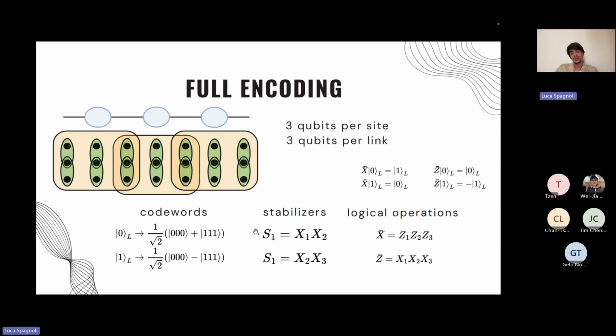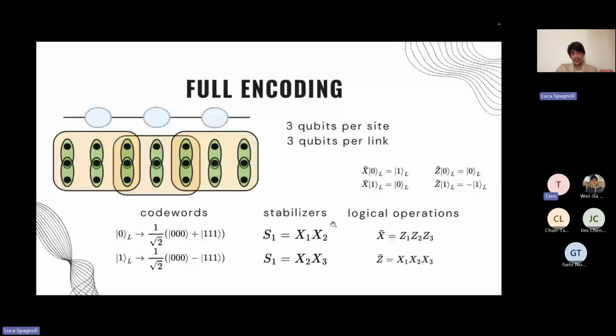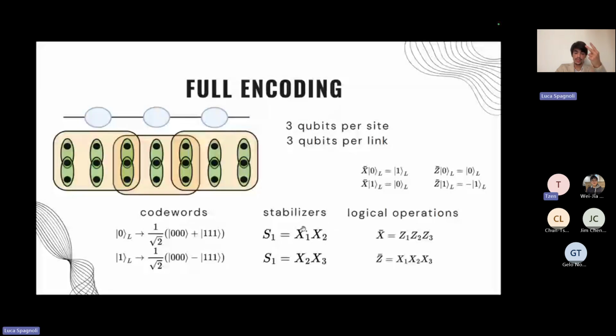The eigenstates of X are 0 plus 1 and 0 minus 1. Obviously, because X on 0 plus 1 flips it but nothing changes; on 0 minus 1, you get a minus 1 phase. These logical states here are the wrong states, they should be plus plus plus and minus minus minus. But if you change everything to the X basis, then you can only correct for X errors. You cannot correct for Z errors anymore. How do you correct for them?